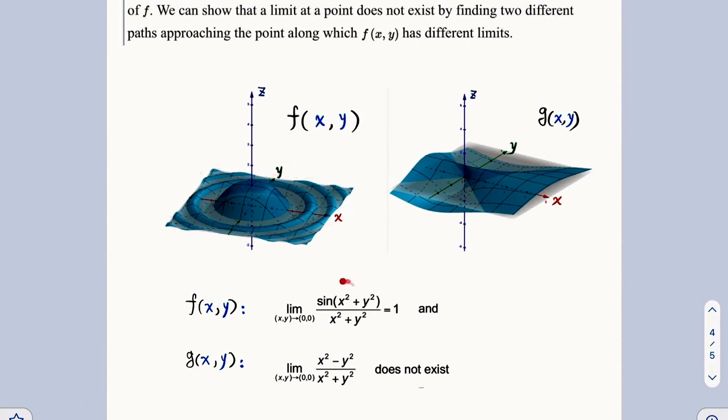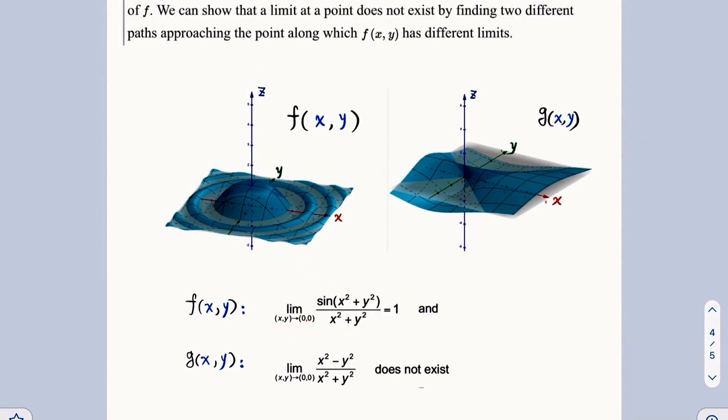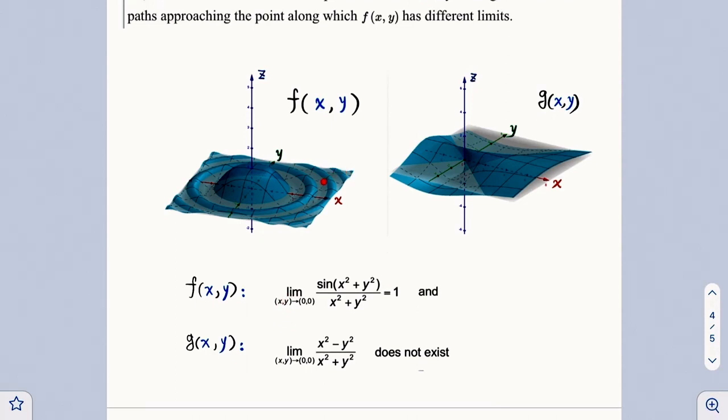So take a look at the graph over here. We have this function f of x, y. Notice that this function is not defined at 0, 0. And when x, y approaches 0, 0, the limit here is equal to 1, which means that no matter how x, y approaches 0, 0, think of a fish swimming along the surface of the graph of this function. As long as x, y is going to 0, 0, the fish can get arbitrarily close to this point here, where the z-coordinate is 1. So along any path, the fish swimming toward it always gets arbitrarily close to this point with z-coordinate equal to 1.